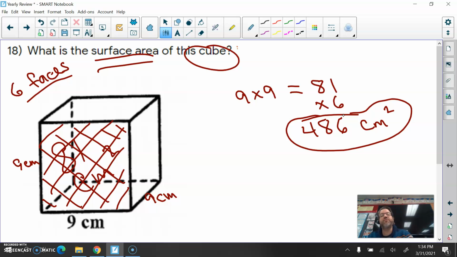Now, a common mistake would be to take 9 times 9 times 9 and get 729. That would actually be the volume of this cube, or how much liquid it could hold if you were to fill it up with liquid. Okay, but we wanted the surface area, so find the area of one face. 9 times 9 is 81. And then take that times 6, since all 6 faces are identical. And that's our surface area, 486 square centimeters.